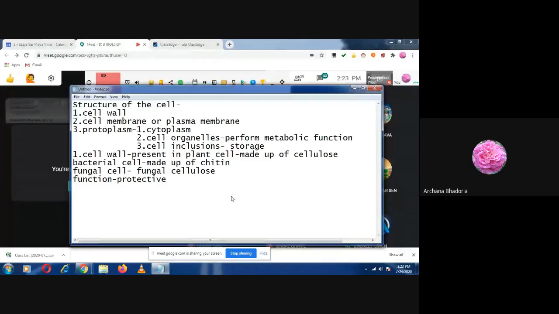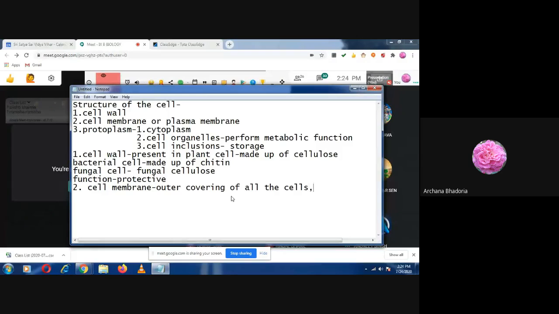Now we'll take up the cell membrane, the second component. So the cell membrane or the plasma membrane forms the outer covering of all the cells. Can you all understand, everyone? Yes, ma'am. It forms the outer covering of all the cells and it gives shape to the cell.